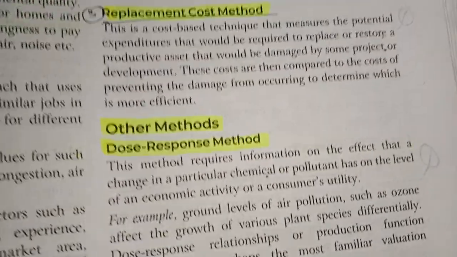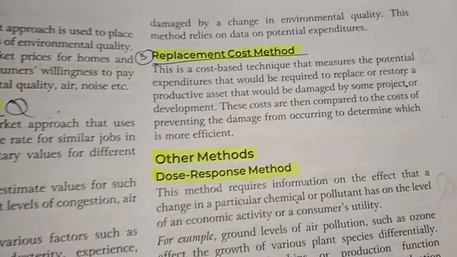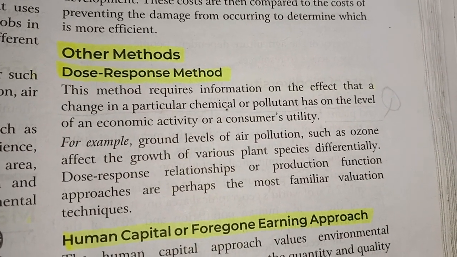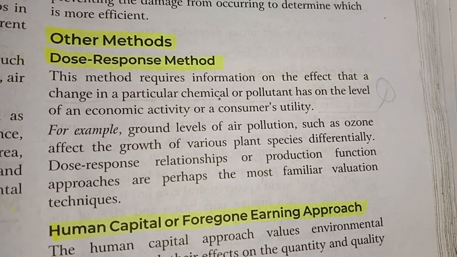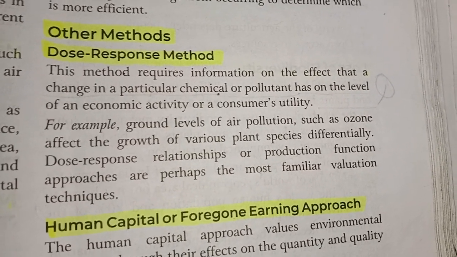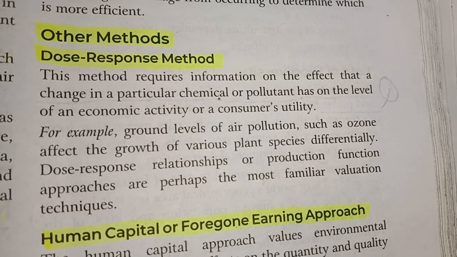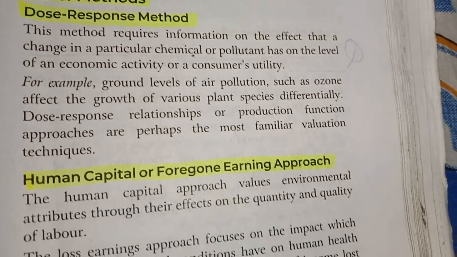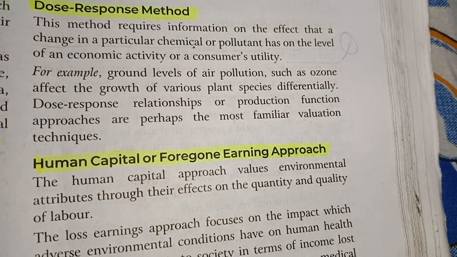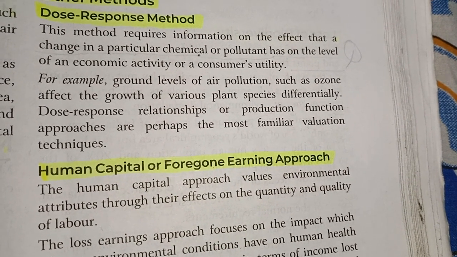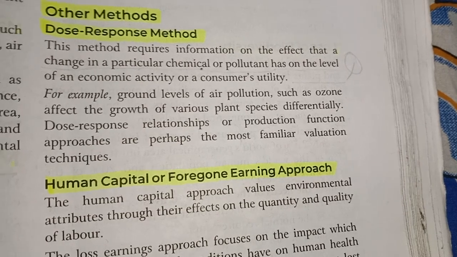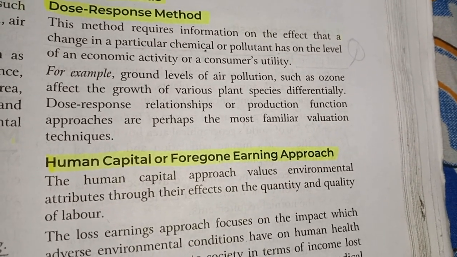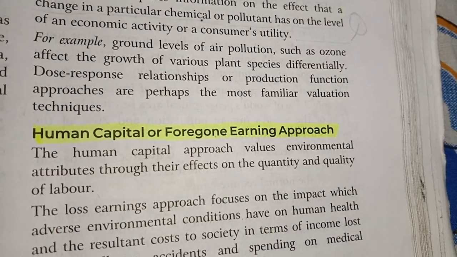Other methods. The dose response method. This method requires information on the effect that a change in a particular chemical or pollutant has on the level of an economic activity or a consumer's utility. For example, ground levels of air pollution such as ozone affect the growth of various plant species differentially. Dose response relationship or production function approaches are perhaps the most familiar valuation techniques.